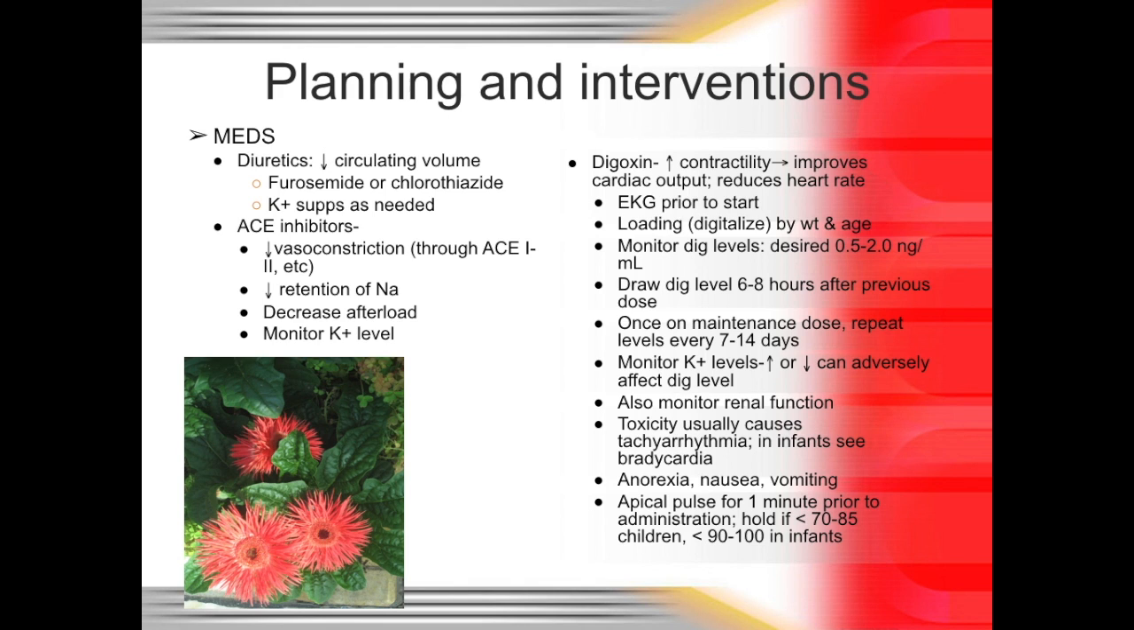It is very important that you take the apical pulse for 1 full minute before you administer digoxin. If the heart rate is less than 70 to 85 in a child, and the cardiologist will tell you, are they 70 or are they 85? Or if it's less than 90 to 100 in an infant, you hold the dose and you notify the physician.